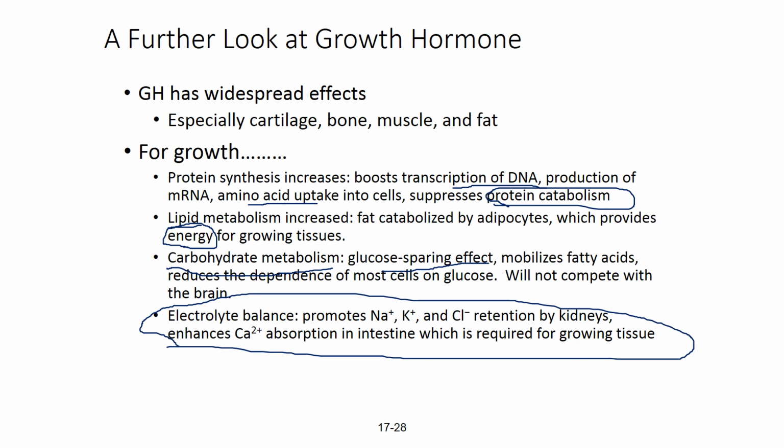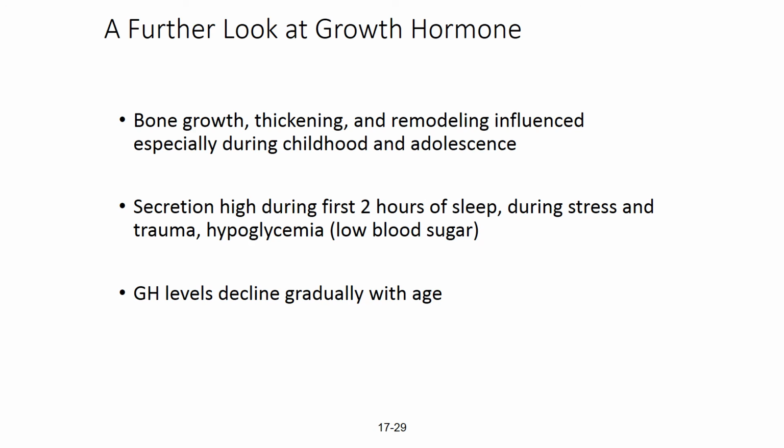So when we're looking at the cellular level, what effects do these hormones have on the cells? This is what it triggers them to do. Growth hormone, we see it highest when we're sleeping, which makes sense, we're repairing things. We also see it with stress or trauma, and when we have hypoglycemia, which means low blood sugar, so that we can use fat for energy and save the glucose for the bloodstream.